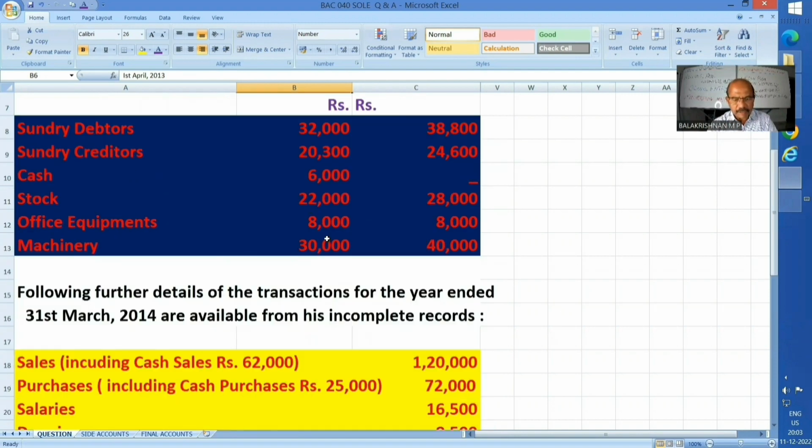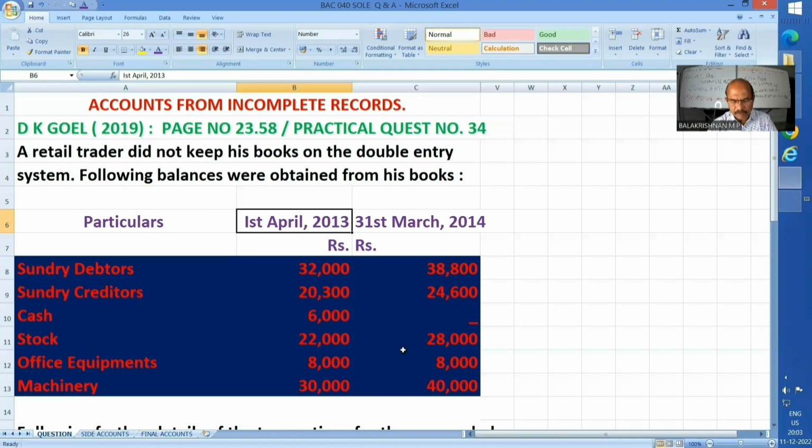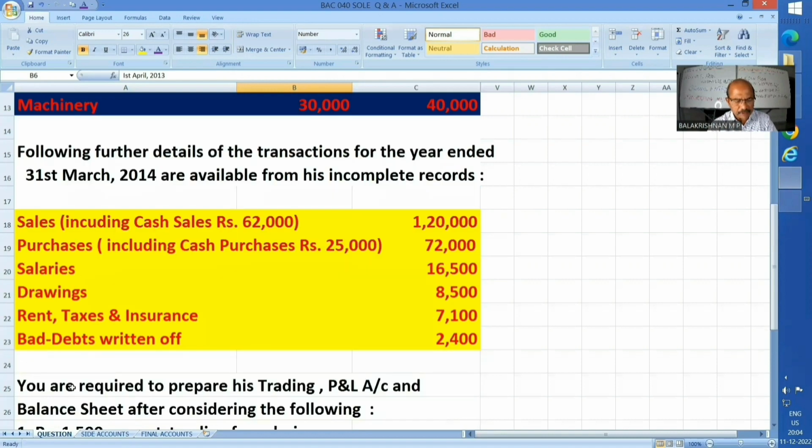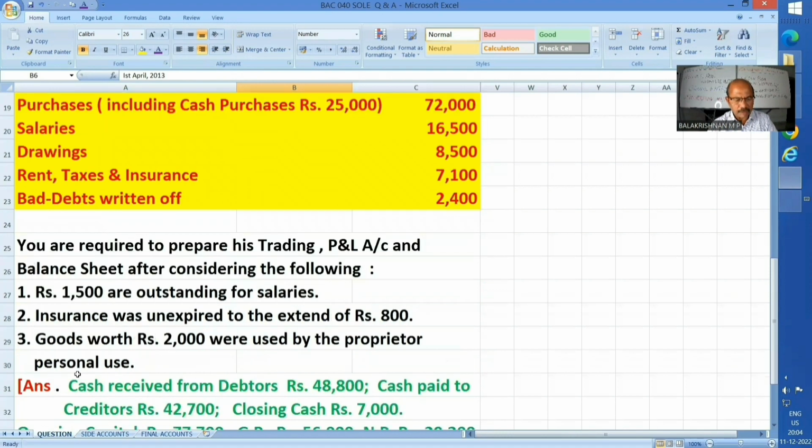Various assets and liabilities, the opening figures as well as the closing figures we have been given. Further details. Following further details of the transaction for the year ended 31st March 2014 are available from his incomplete records: sales, including cash sales, and purchases, also including cash purchases, salaries, drawings, rent, taxes and insurance, bad debts written off. You are required to prepare his trading profit and loss account and balance sheet after considering the following.